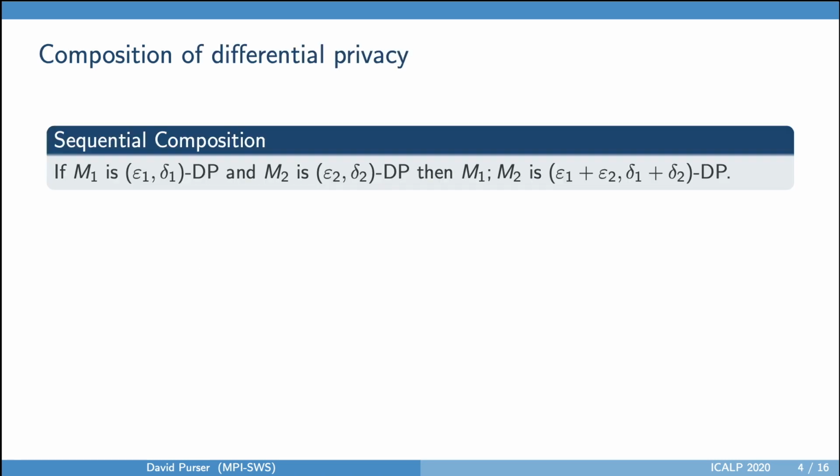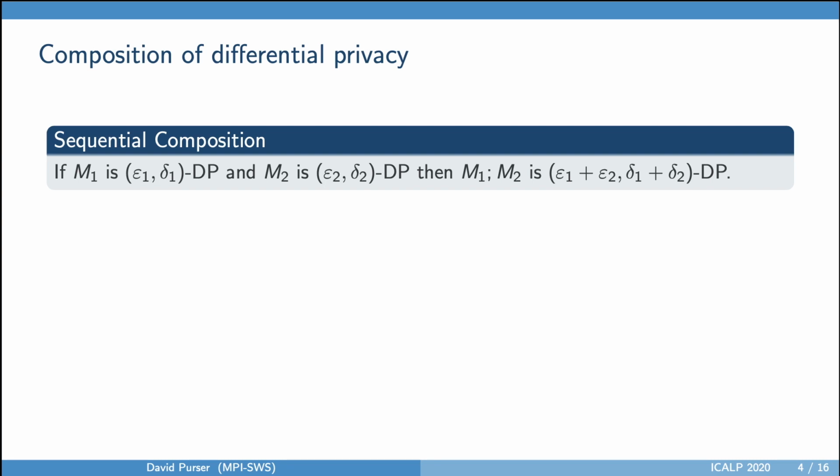As we remarked, it's well known that differential privacy admits compositional properties. So if M1 is epsilon 1 delta 1 differentially private and M2 is epsilon 2 delta 2 differentially private, then some mechanism which only accesses the underlying dataset through M1 and M2 is epsilon 1 plus epsilon 2, delta 1 plus delta 2 differentially private. However, this is not necessarily optimal.